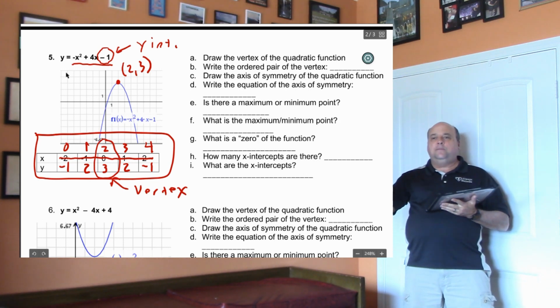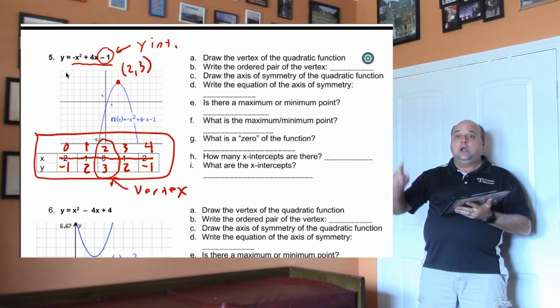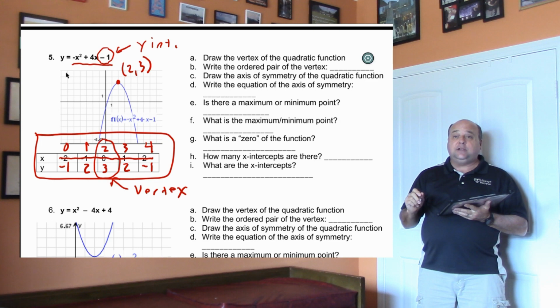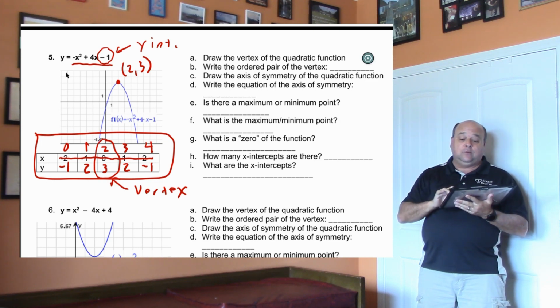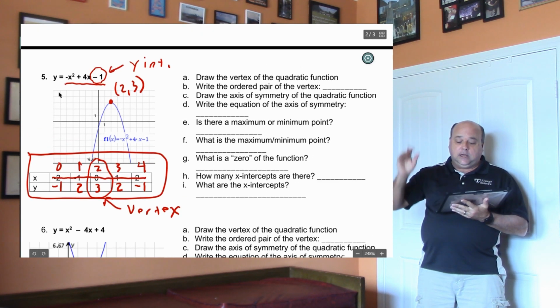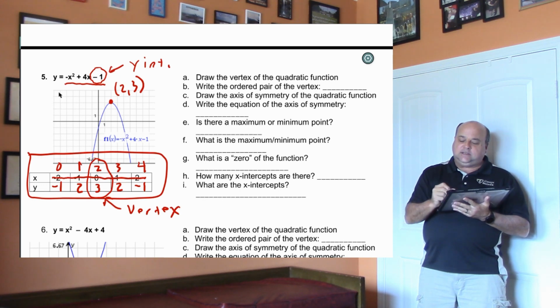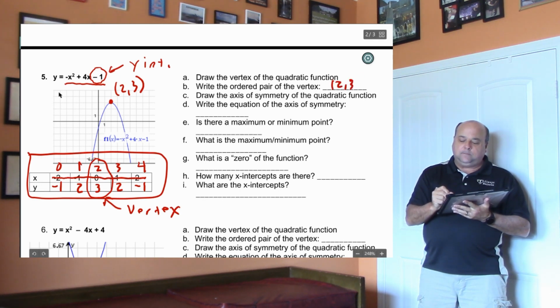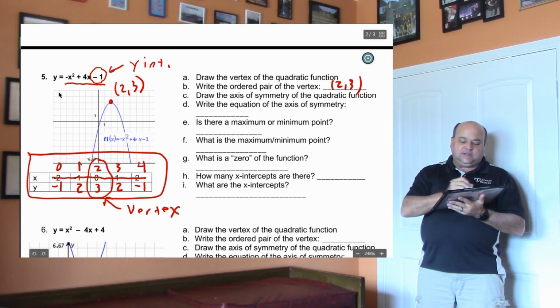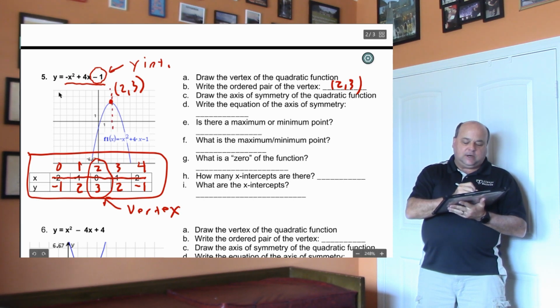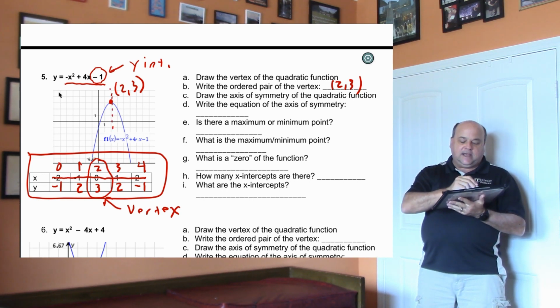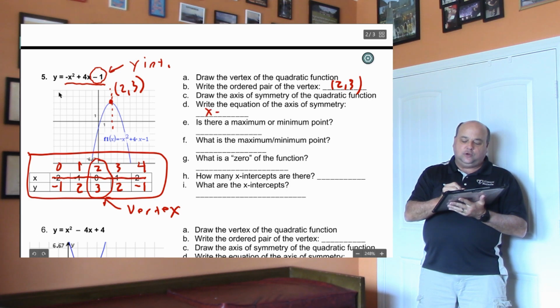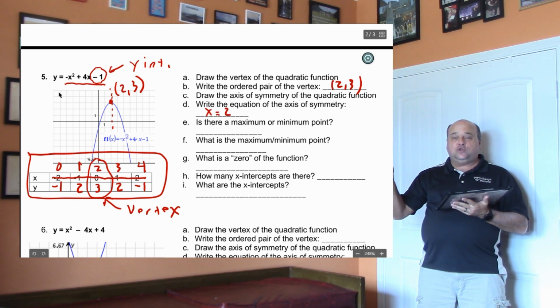Notice on this problem, there's no zeros in the y, is there? So the zeros would be decimal answers, okay? Going to turn out to be square roots when we study this, okay? Write down the ordered pair of the vertex. It's at 2, 3. Draw the axis of symmetry. The axis of symmetry is right here. Write the equation of the axis of symmetry. It's x equals 2.